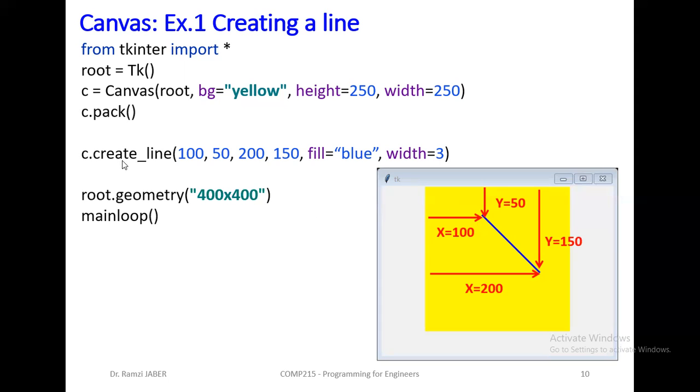Okay? Here in Canvas, no need to put anything after create_line. Just C.pack, then we create many shapes. Then we finish with root, the main window, .geometry(400, 400). So this window is 400 pixels by 400 pixels. And we draw inside it a Canvas, 250 by 250 pixels. And inside the Canvas, we create the first line. Any question?